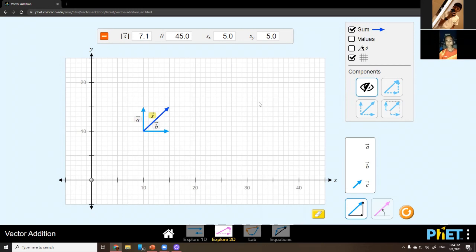Any question? Can you imagine how this vector looks like? Everyone here, are you okay with the diagram? Understood?